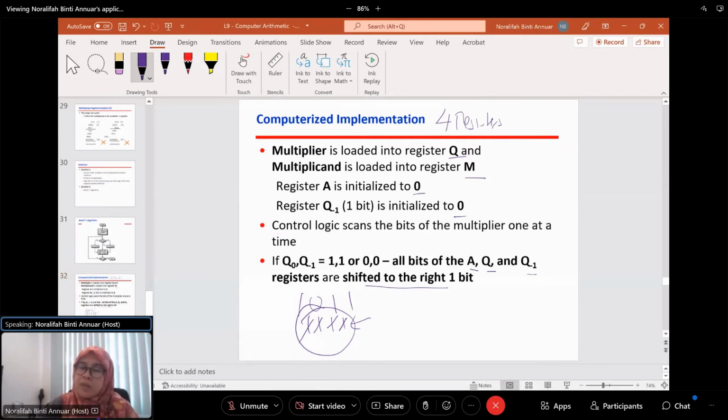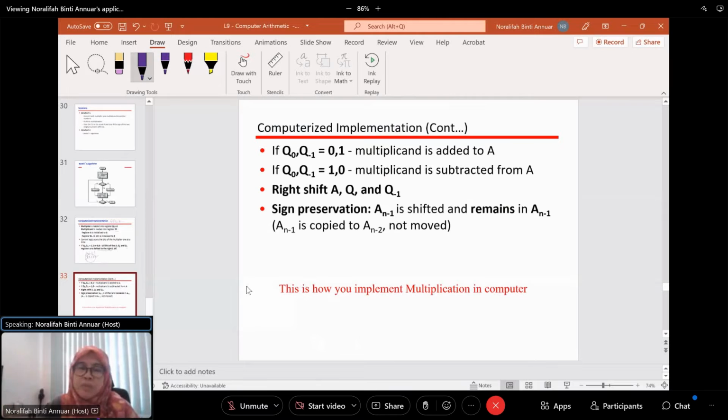Otherwise, it gives another condition. If Q0 is 1 and Q1 is 0, what needs to be done? The multiplicand is added to A. So you need to do the add operation. But if Q0, Q1 is 0, 1, the reverse, you need to subtract M from A.